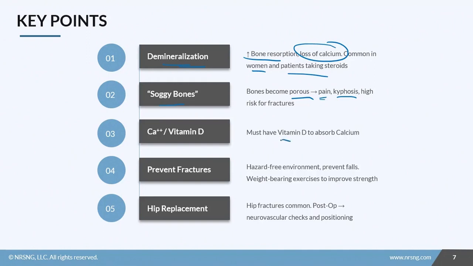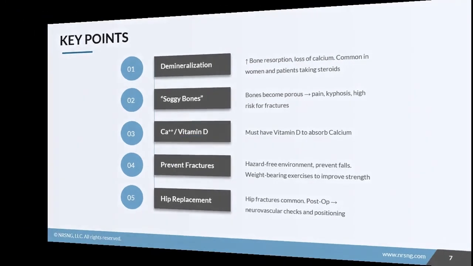Remember that they must have vitamin D to be able to absorb calcium out of their food. So we don't just want to increase calcium. We also want to increase vitamin D. We're going to provide for safety, provide a hazard-free environment, prevent falls, and then encourage weight-bearing exercises to help improve their strength. And then remember, if your patient does require hip replacement surgery, make sure you're doing neurovascular checks post-op and putting them in the right position to avoid dislocation or to avoid refracturing that hip.